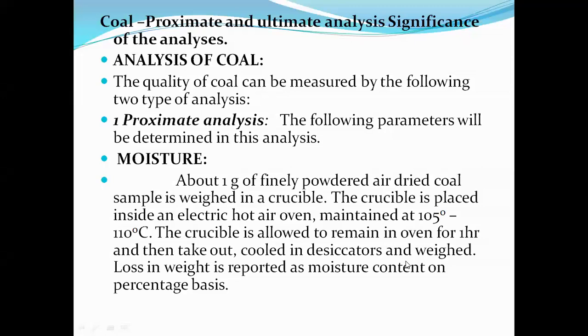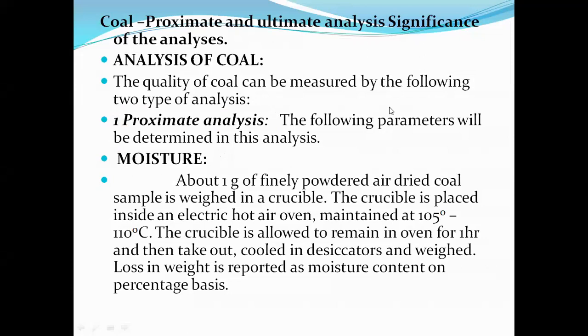In the previous class, we discussed approximate and ultimate analysis. What is the difference between approximate analysis and ultimate analysis? In approximate analysis, the coal sample contains non-combustible matter like moisture, volatile matter, and ash. To determine moisture, volatile matter, and ash, we use approximate analysis.